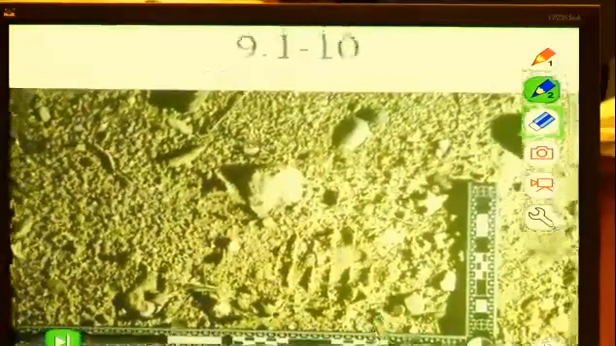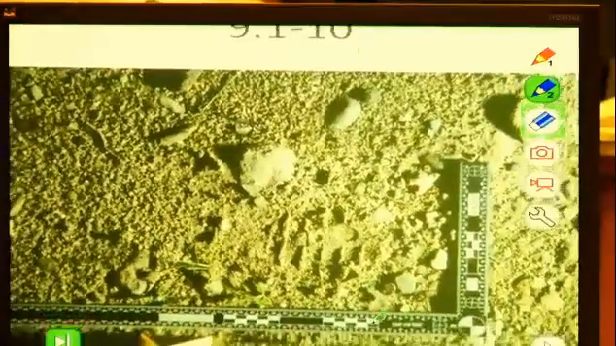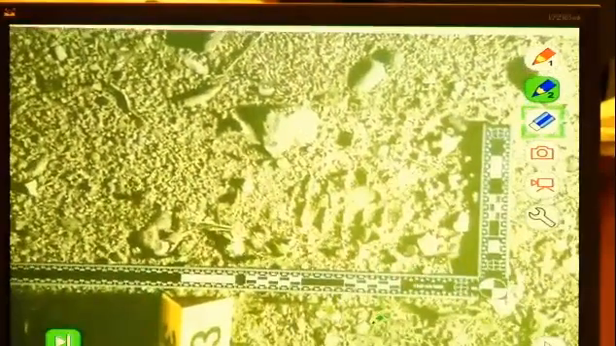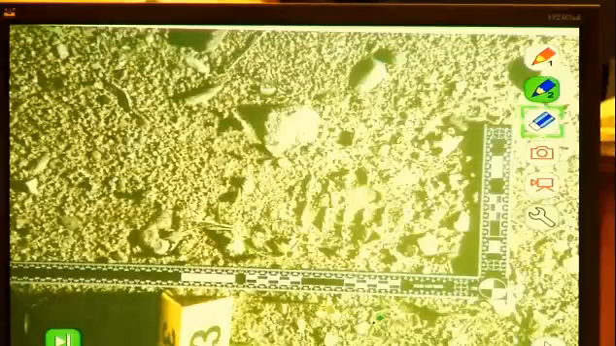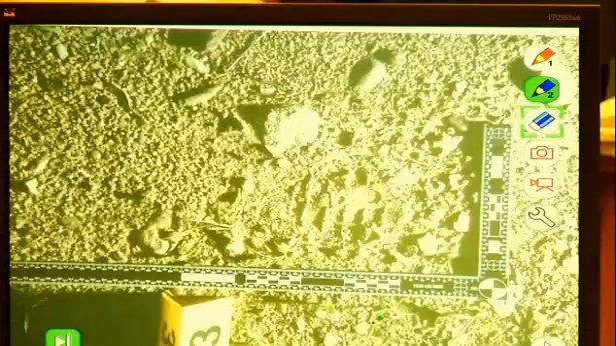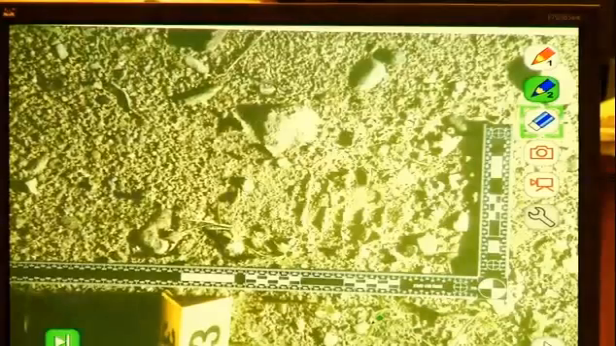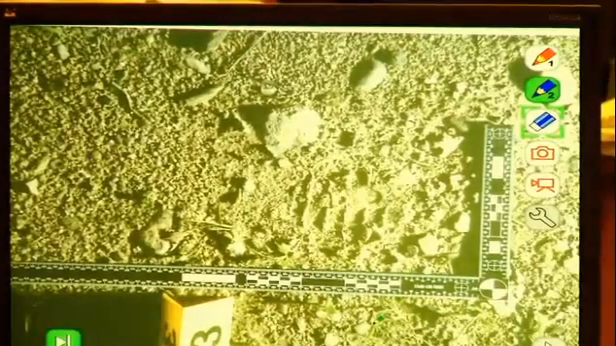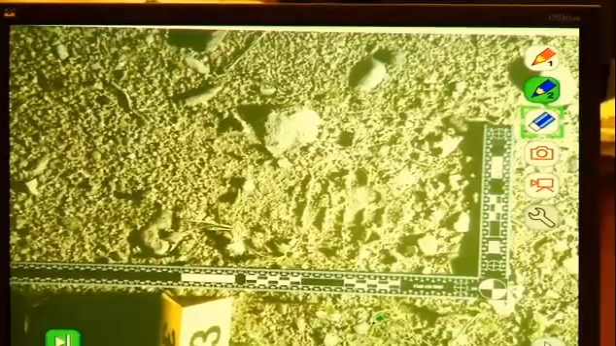And that place in 9.1-10. Recognize this? I do. What does this show? This is that 9.1-10, which shows the front part of a shoe.